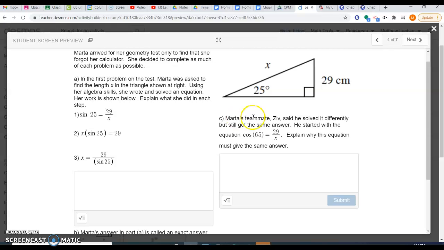Now, this part's interesting here because it brings up how we could maybe use a different one other than sine in this problem. So what they're saying is Ziv is looking at how this is a 25-degree angle and this is a 90-degree angle, and so with our triangle sum theorem, we can find this third angle here, and this third angle would have to be 65. So instead of using the sine of 25, which would be opposite over hypotenuse, we could use the cosine of 65, this third angle up here, and if we're using the angle up here, then the 29 becomes our adjacent because it's between our angle and our 90, and the x is still our hypotenuse. And so we're saying, okay, cosine of 65 equals adjacent over hypotenuse, and we could try to solve it this way and see if we get the exact same answer as we got when we solved with sine, just depending on which angle we're using.